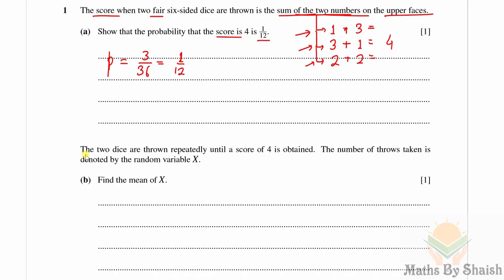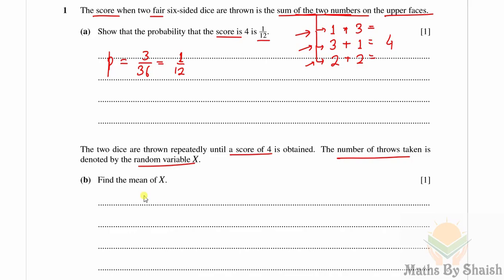Now in the second part, the two dice are thrown repeatedly until a score of 4 is obtained. So it is going to be a geometric distribution, because all the attempts are independent of one another, and the probability of the score remains the same everywhere. The number of throws taken is denoted by the random variable x. Find the mean of x.